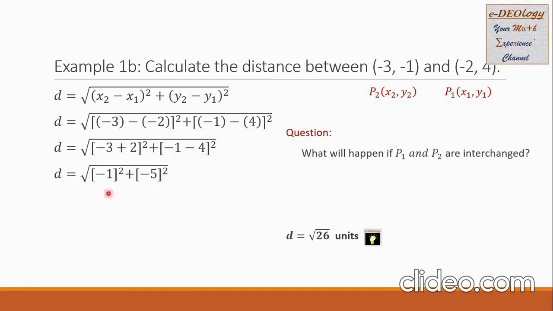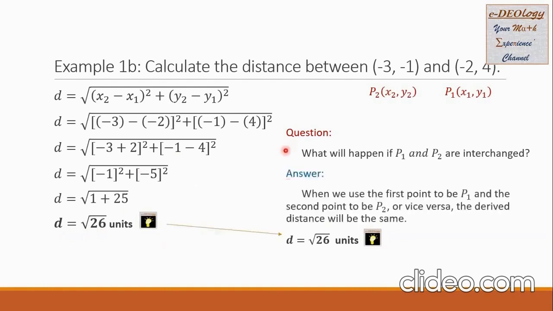And then we simplify on the next step. The square of negative 1 is positive 1. The square of negative 5 is positive 25. So 1 plus 25 is 26. So our distance is equal to the square root of 26. This is our final answer.